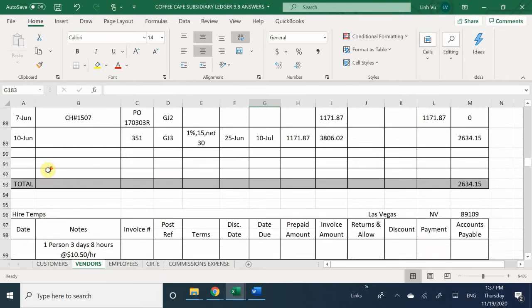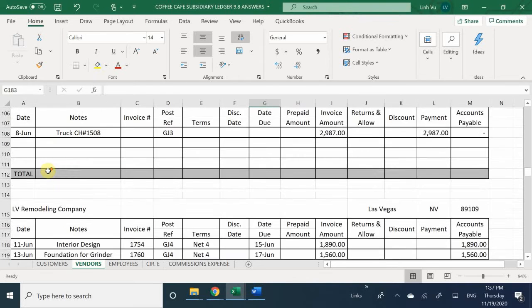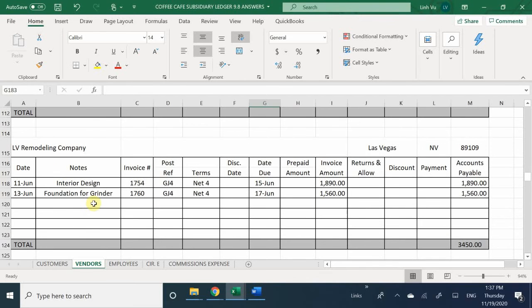So let's go ahead and find that vendor. Who are we looking for? It's LV Remodeling. All right, LV Remodeling. What do you see here? Okay, so for 1754, I see the amount of $1,890.